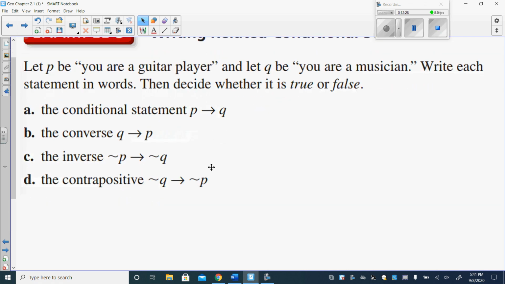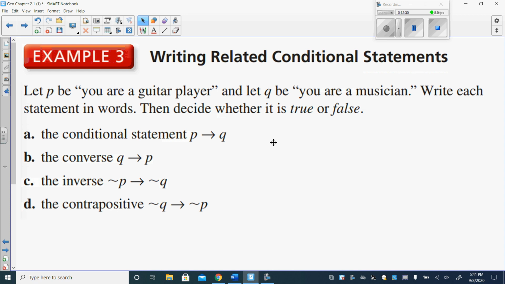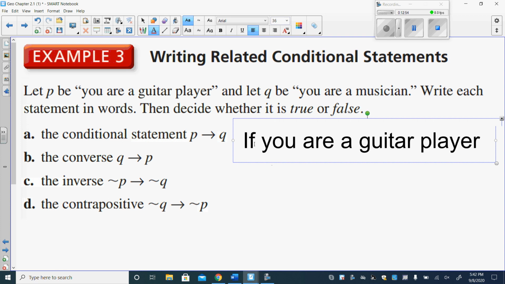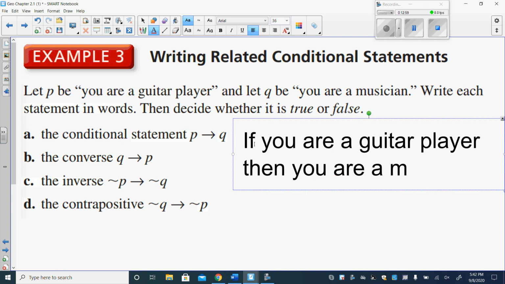So let's look at this here. So we're going to look at this if-then and writing these out. So most of these are going to be hopefully pretty understandable. So we have if P then implies Q. P implies Q. Well, our P statement is you're a guitar player. So if you are a guitar player, then, so Q statement is you are a musician.